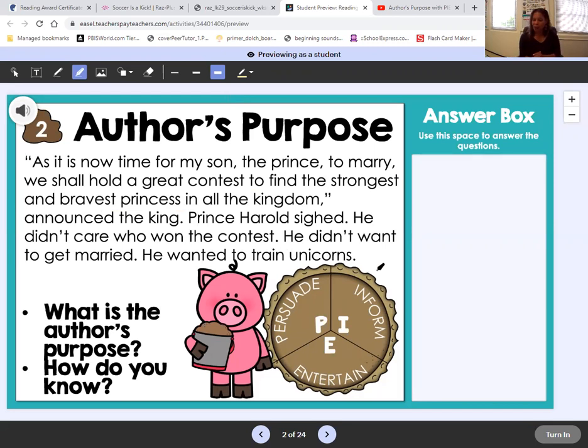So put me on pause. I want you to take a guess at what you think it is and why. I'm going to put what I think. In this story, they are talking about a kingdom. There is a king. There's a contest. Harold wants to train unicorns. What? So I'm thinking that this is a story told to entertain us because it is a fun, amusing tale. Did you get that? Okay.